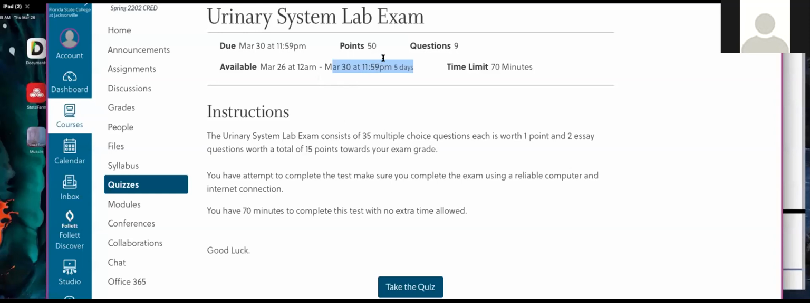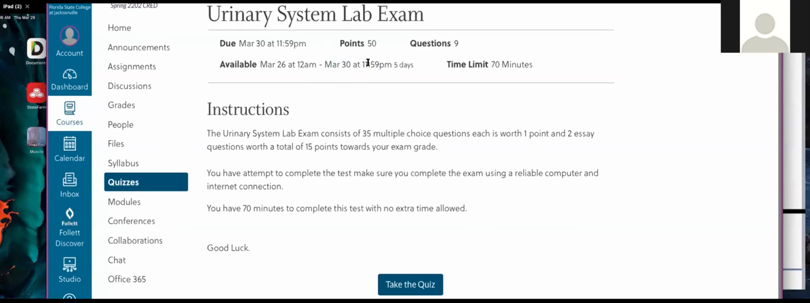3 weekdays and 2 weekend days. Actually, three weekdays, which are today, Friday, and Monday, and you have Sunday and Saturday to get it completed. All right.